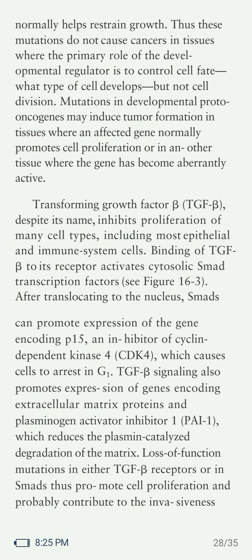Transforming growth factor beta, TGF beta, despite its name, inhibits proliferation of many cell types, including most epithelial and immune system cells. Binding of TGF beta to its receptor activates cytosolic SMAD transcription factors. After translocating to the nucleus, SMADs can promote expression of the gene encoding p15, an inhibitor of cyclin-dependent kinase 4, CDK4, which causes cells to arrest in G1. TGF beta signaling also promotes expression of genes encoding extracellular matrix proteins and plasminogen activator inhibitor 1, which reduces the plasmin-catalyzed degradation of the matrix.